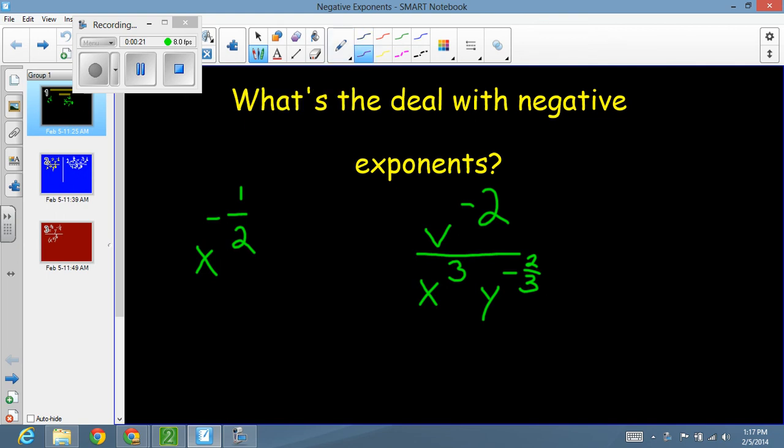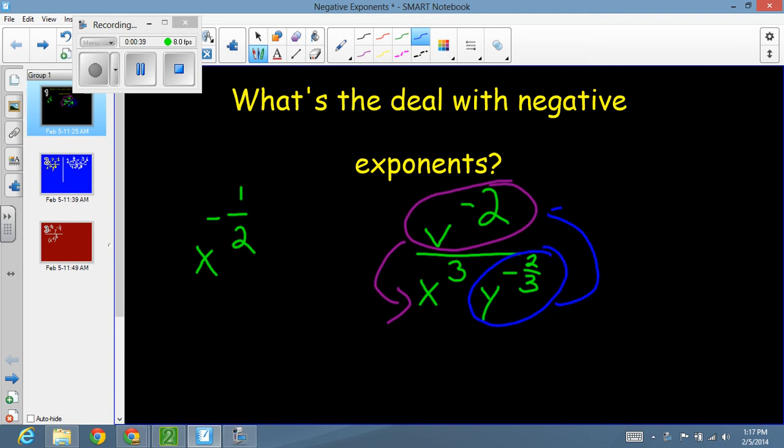I'm actually going to do example 2 first just to show this. So we have v to the negative 2 power. I can just move it down to the bottom and it'll become v to the positive 2, which is okay, which is what I want. Likewise, I can take y to the negative 2/3 and move that up and make that y to the positive 2/3. Now the x to the third, I'm just going to leave where it is because it's already positive.